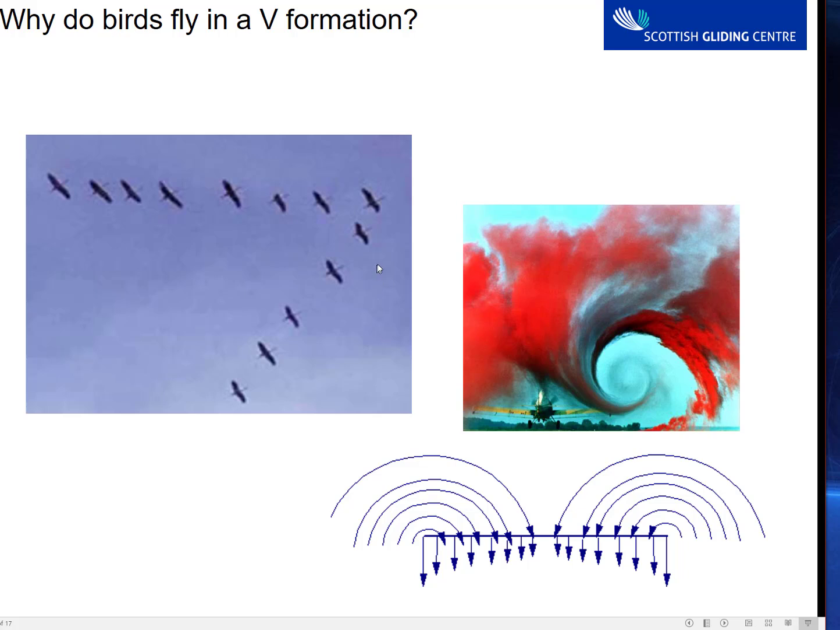And if you do the numbers, funnily enough, the guy on the front actually benefits from the two guys behind, because if they've got a downwash behind them, in front of them is an upwash, and therefore this bird is sitting in the upwash of these two birds.